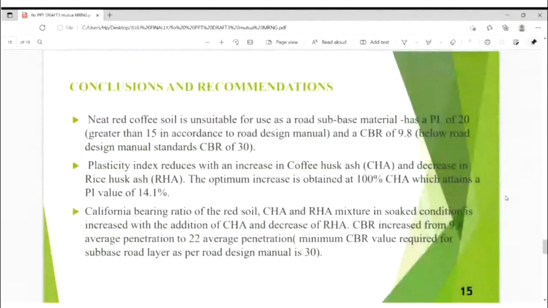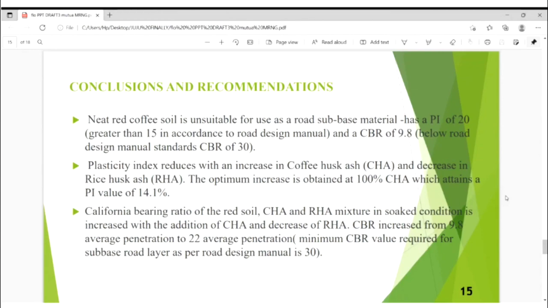So neat red soil is unsuitable for use as a road subbase material since it had a PI of 20, which is greater than 15 according to the road design manual. The CBR was 9.8 for the neat soil, but after improving it, it should be not less than 30. The plasticity index reduces with increase in coffee husk ash and decrease in rice husk ash. The optimum obtained was at 100% coffee husk ash, which attains a PI of 14.